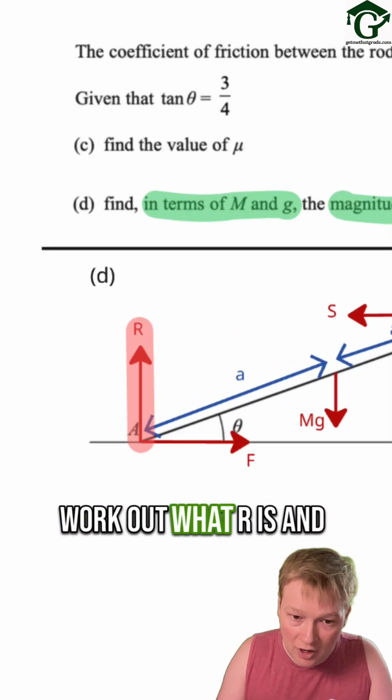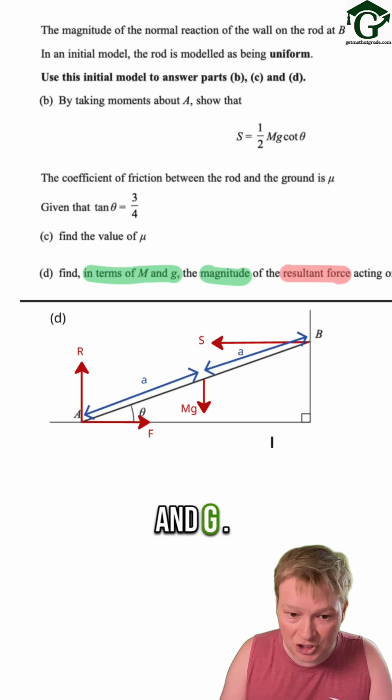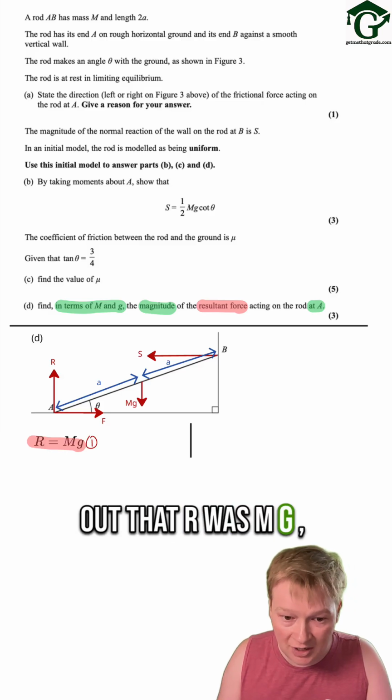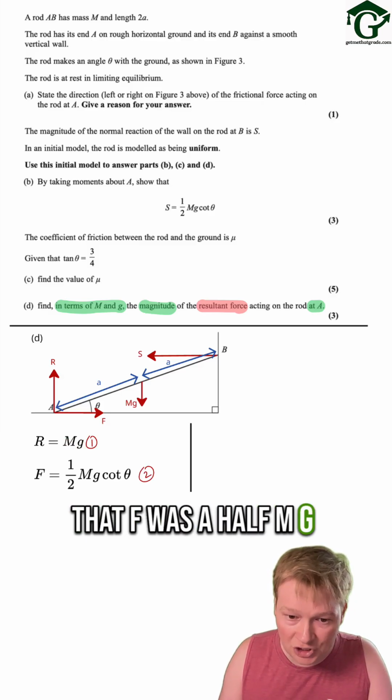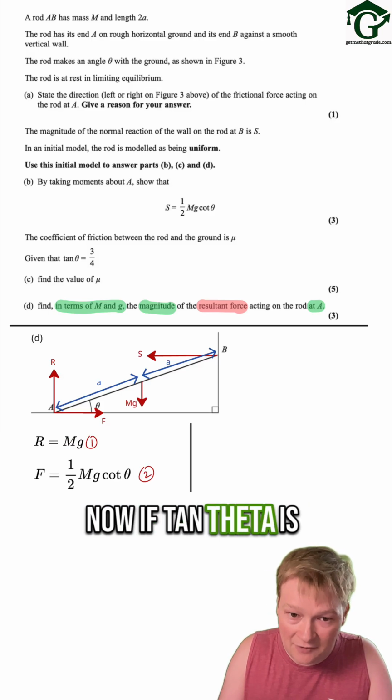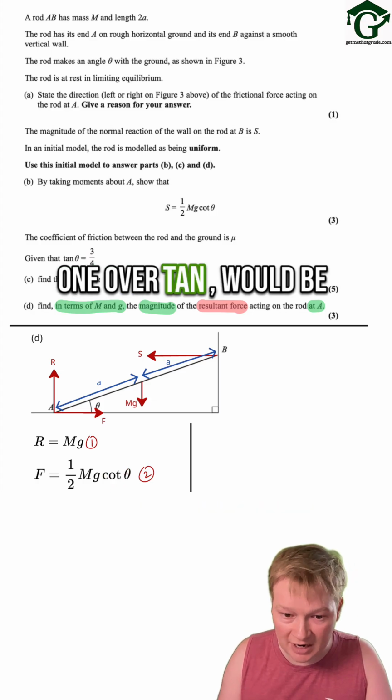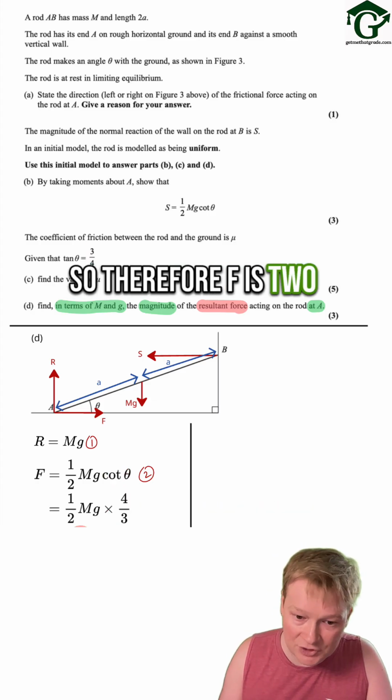So we're going to need to work out what R is and what F is in terms of m and g. Earlier we worked out that R was mg, and we worked out that F was a half mg cot theta. Now if tan theta is 3/4, remember cot theta, 1 over tan, would be 4 over 3. So therefore F is 2/3 of mg.